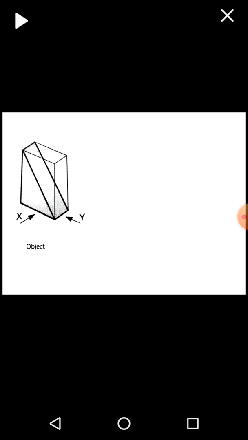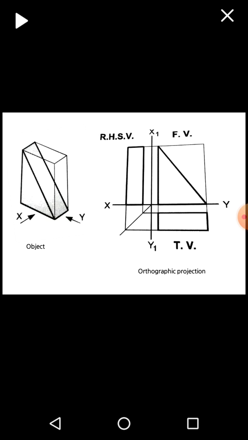Then again another example. Again in this case also, we are looking from the x direction for the front view. The side open is the right side, that means we have to draw the right hand side view. Its orthographic projection will be the same. In the front you will get a triangle as a projection, in the top you will get a rectangle as a projection, and on the right hand side you will get a rectangle as a projection.